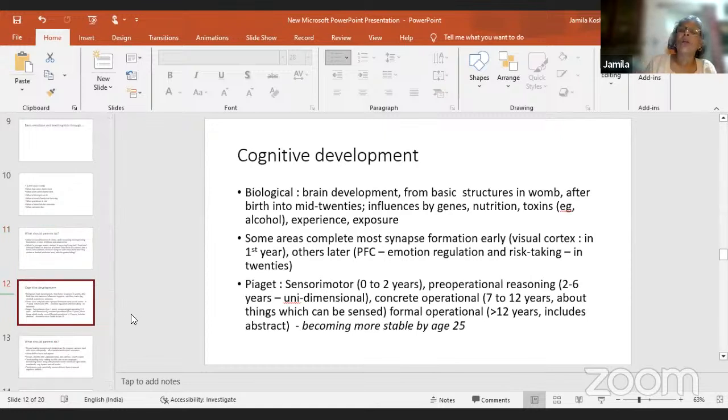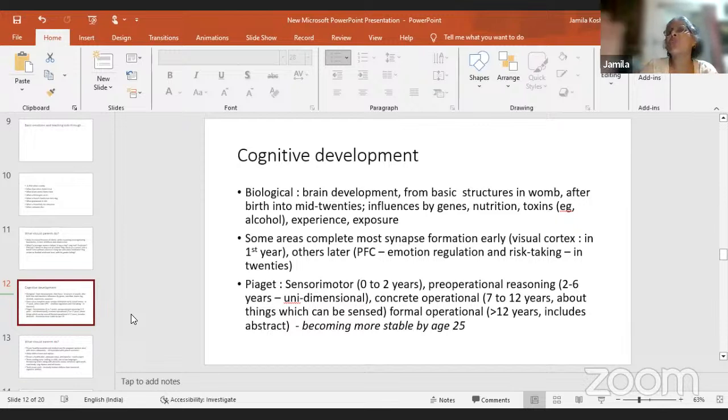Cognitive development. Now, cognitive development is an area also where parents have to help their children a lot. Okay. And here we need to remember that there is a biological development of the brain from the time the fetus in the womb, the baby in the womb, develops a very basic brain structure. But as soon as the child is born, within a few weeks, the brain starts developing and it continues to develop. Okay.